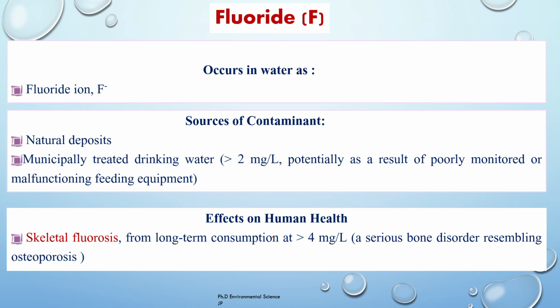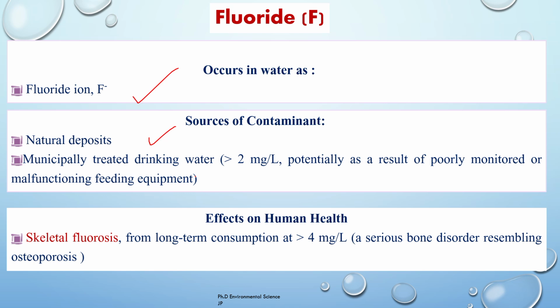Fluoride. In water, it typically exists in the form of fluoride ion. So, sources of contaminant, natural deposits. Fluoride is found naturally in various types of rocks and minerals. As water flows through these geological formations, it can dissolve fluoride ions, leading to natural contamination of groundwater sources.